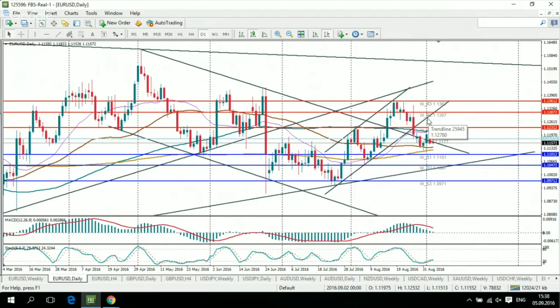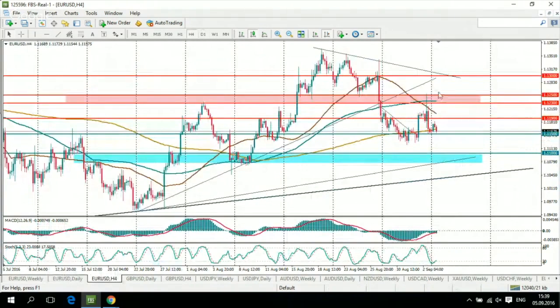1.1250 area, 1.1280 area also reflects the previous resistance line, which was breached by the pair to the downside at the end of August. 1.13 and levels a bit higher represent the next important resistance levels, and if somehow we see a recovery, a rebound of the single currency, these will be the levels to watch for the appearance of new short positions and new action of the euro dollar bears.